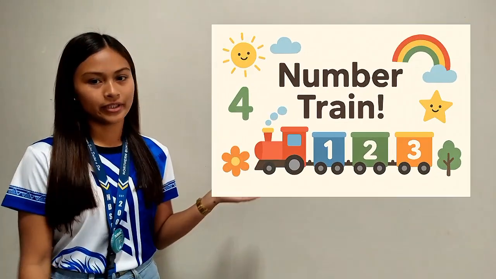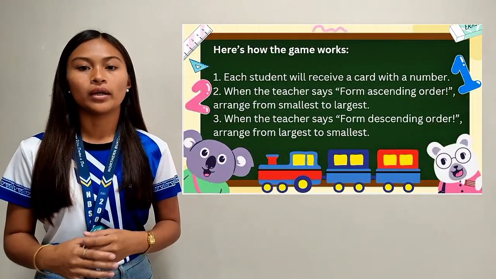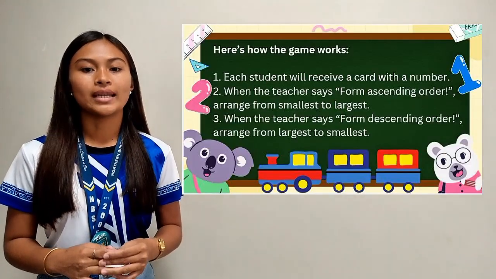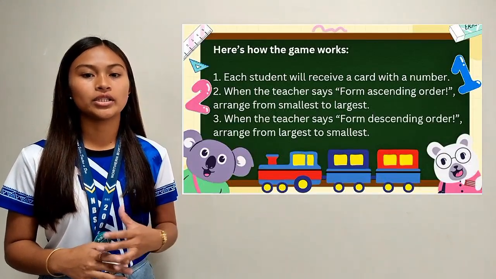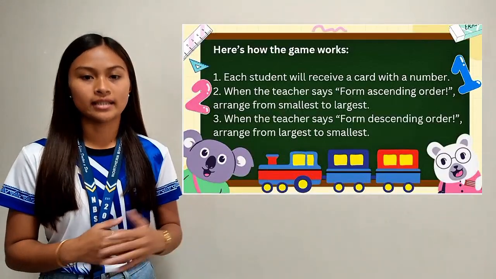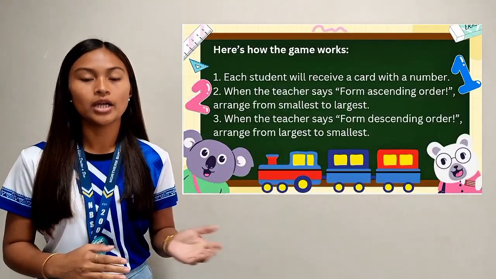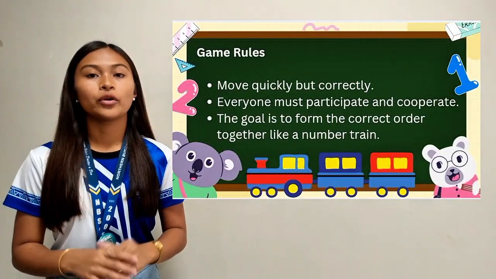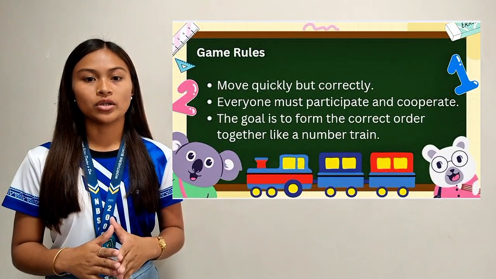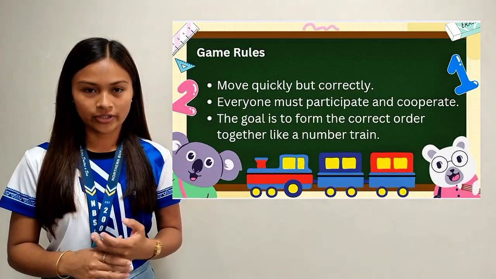Now that we have learned how to read, count, recognize and order numbers up to 10,000, it's time to apply what we learned through a fun activity called Number Train. So here's how the game works. Each of you will receive a card with a number written on it. When I say form ascending order, you will arrange yourselves from the smallest number to the largest number. While when I say form descending order, you will arrange yourselves from the largest number to the smallest number. The challenge is to move quickly but correctly. Everyone must participate and cooperate so our train forms the right order.